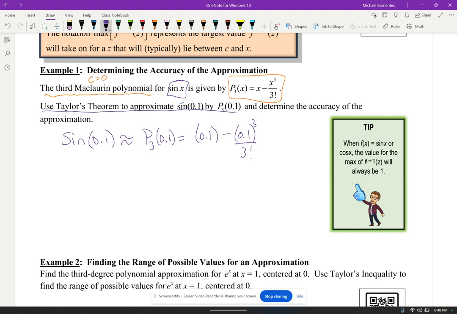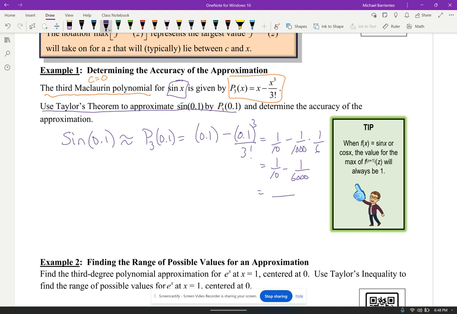Okay, so I could use my calculator and get this, but I noticed that since I'm using 0.1, it's maybe easier to convert it to fractions. So 0.1, that's 1/10, minus 0.1 to the third power, that's 0.1 times 0.1 times 0.1, that's 0.001, which is 1/1000th, times 1 over 3 factorial. Remember, 3 factorial is 3 times 2 times 1, so that's 1/6. So this is really 1/10 minus 1/6000th.